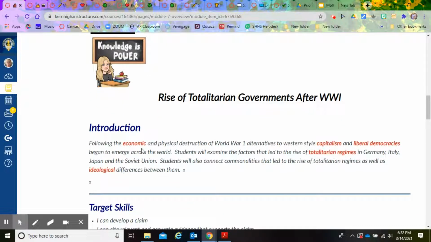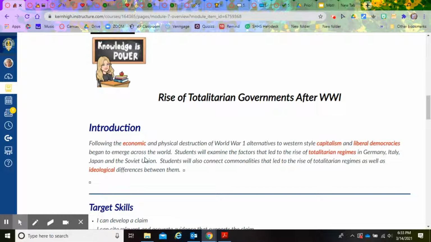Following the economic and physical destruction of World War I, alternatives to Western-style capitalism and liberal democracies began to emerge across the world. Let's break that sentence down. Following the economic, so the financial, and physical destruction of World War I. Alternatives, which means differences, to Western-style capitalism and democracies began to show up around the world.